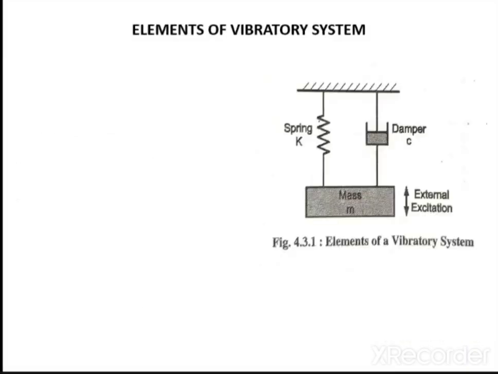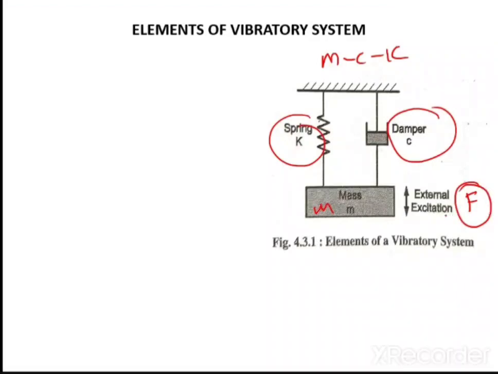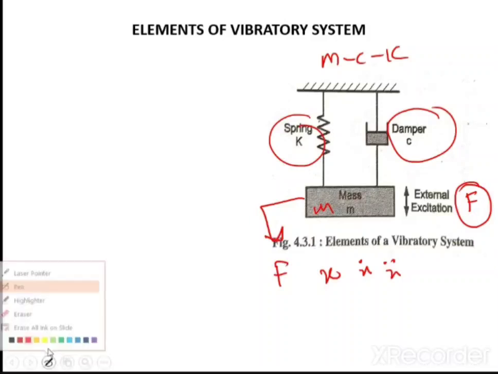Next point, elements of a vibrating system. Till now you have understood the basic elements of a vibrating system. The basic elements are M, C, K. How will you remember? M is the mass, C is the damper, K is the spring, and F is the external excitation force. Let us say I am applying F in a downward direction. So x, x dot and x double dot will be in the downward direction. These are the elements of a vibratory system.